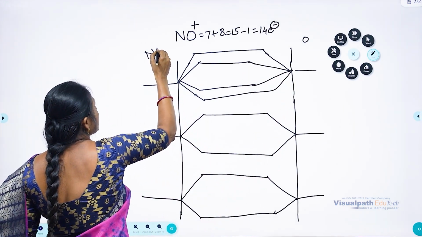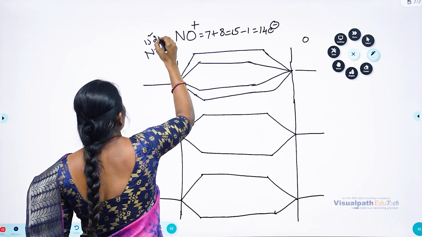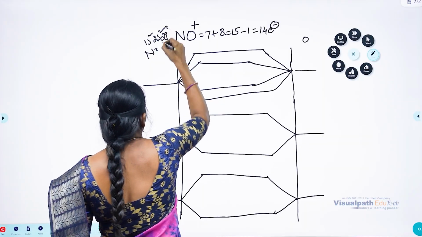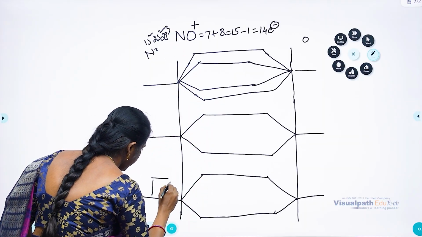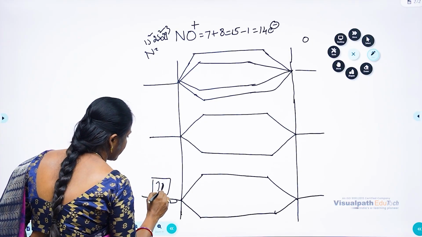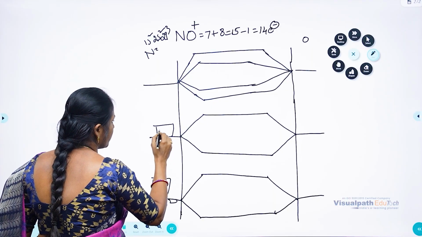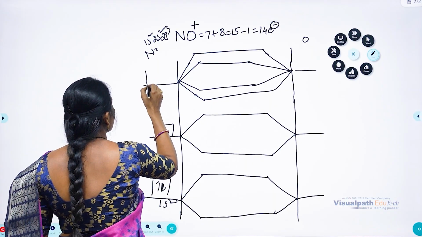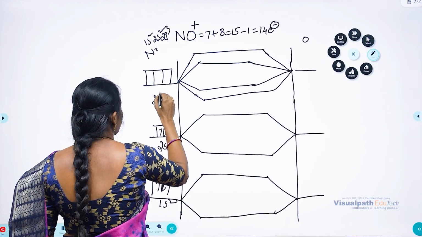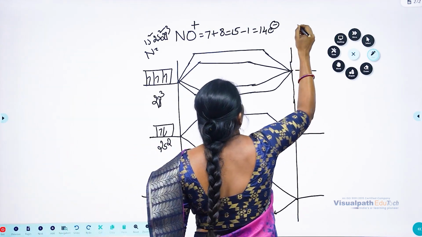Okay, it is nitrogen, with 7 electrons now. So 1s2, 2s2, 2p3. It is 1s2, it is 2s2 and here it is 2p3. 1, 2, 3. And here oxygen.